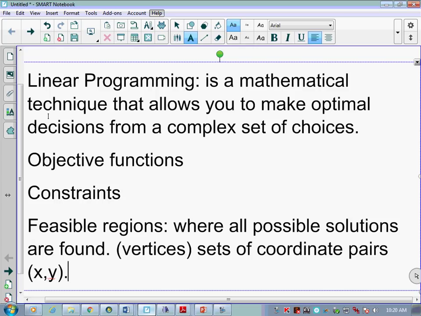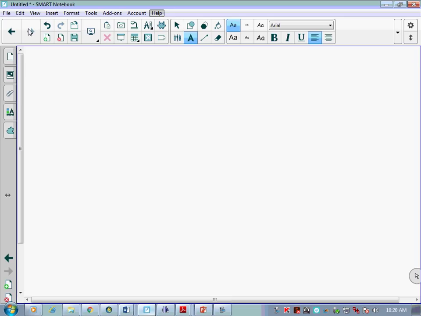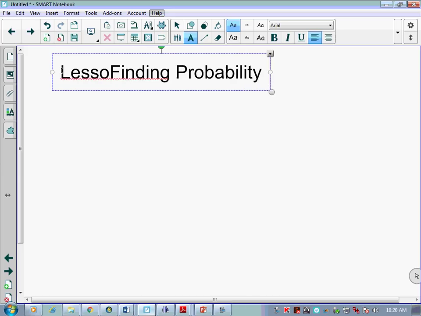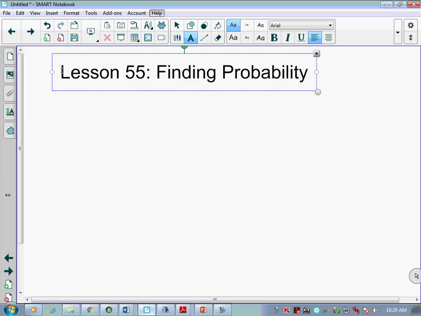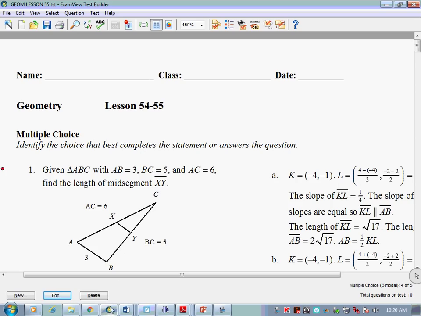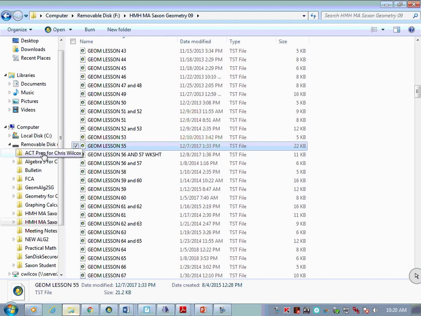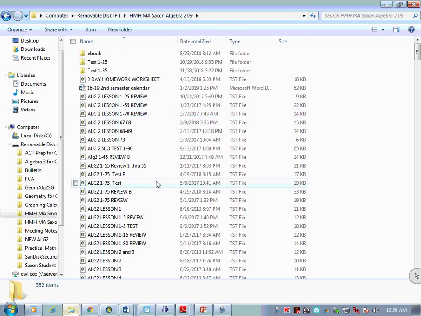Before we move on, and we'll cover some questions from this, let's go on over to Lesson 55. Lesson 55 talks about finding probability. That's where we're going to be with Lesson 55. But I don't want to lose ground on 54, so let's look at some questions from Lesson 54. Let me get over to where I need to be.